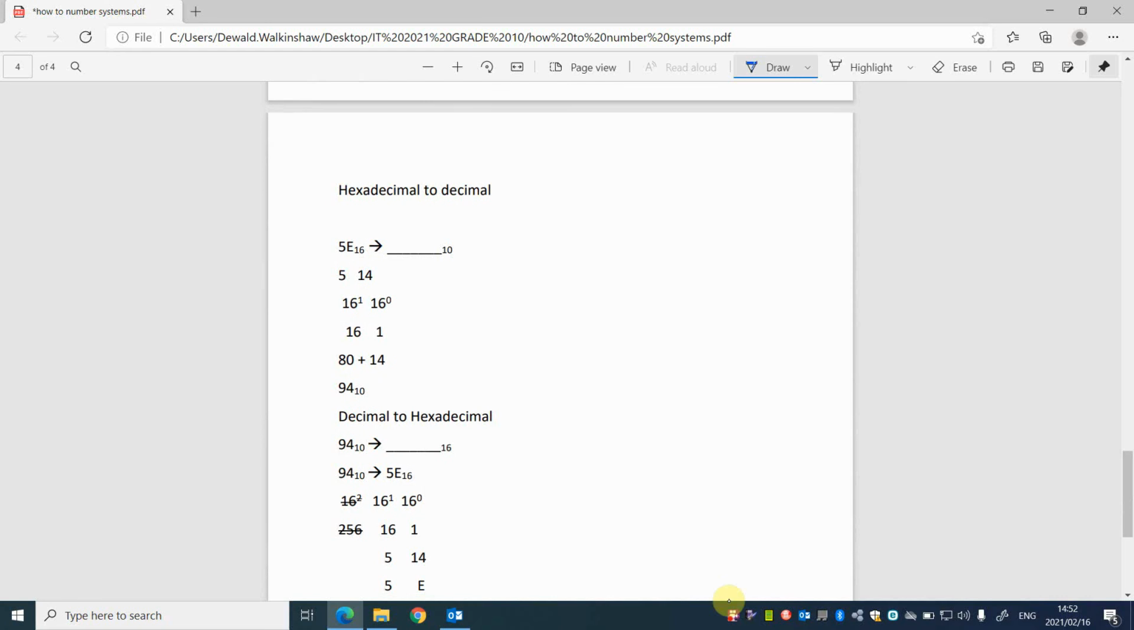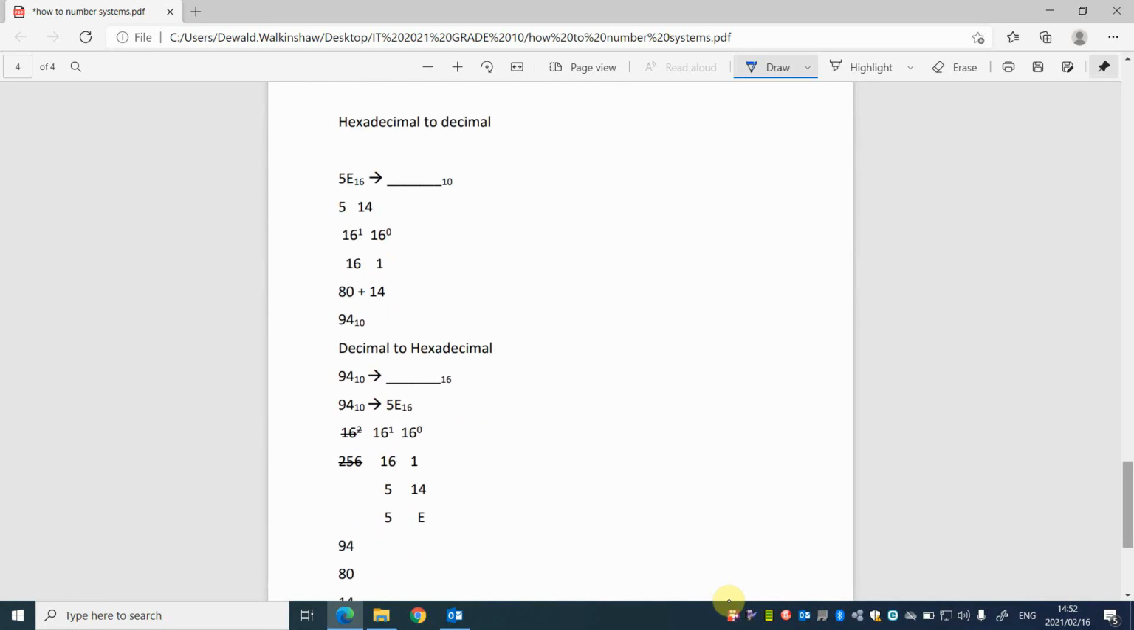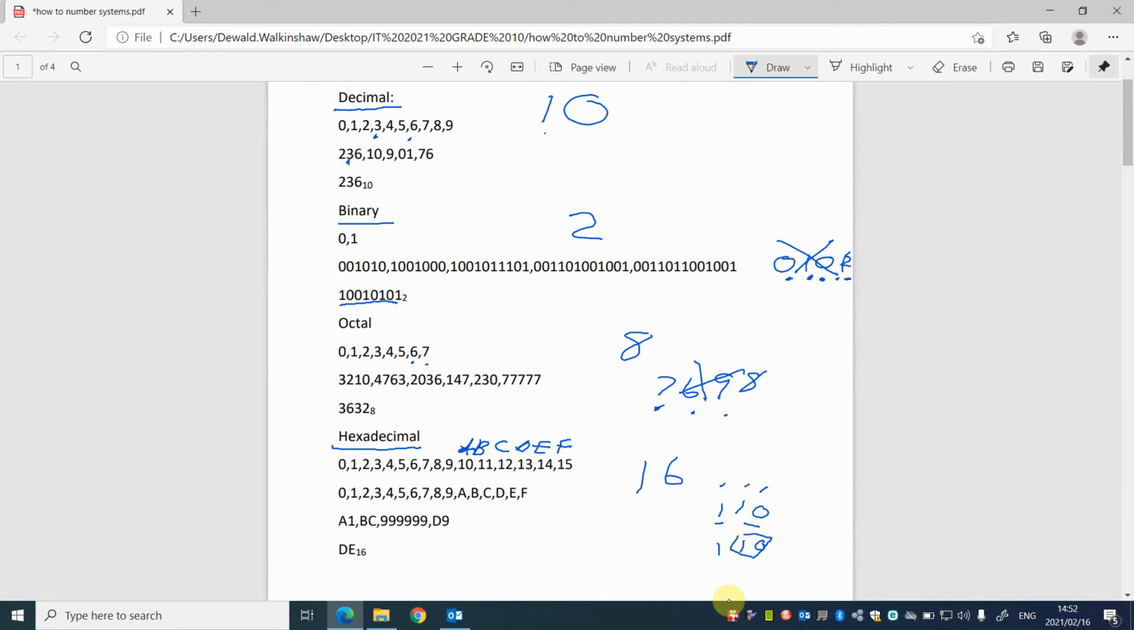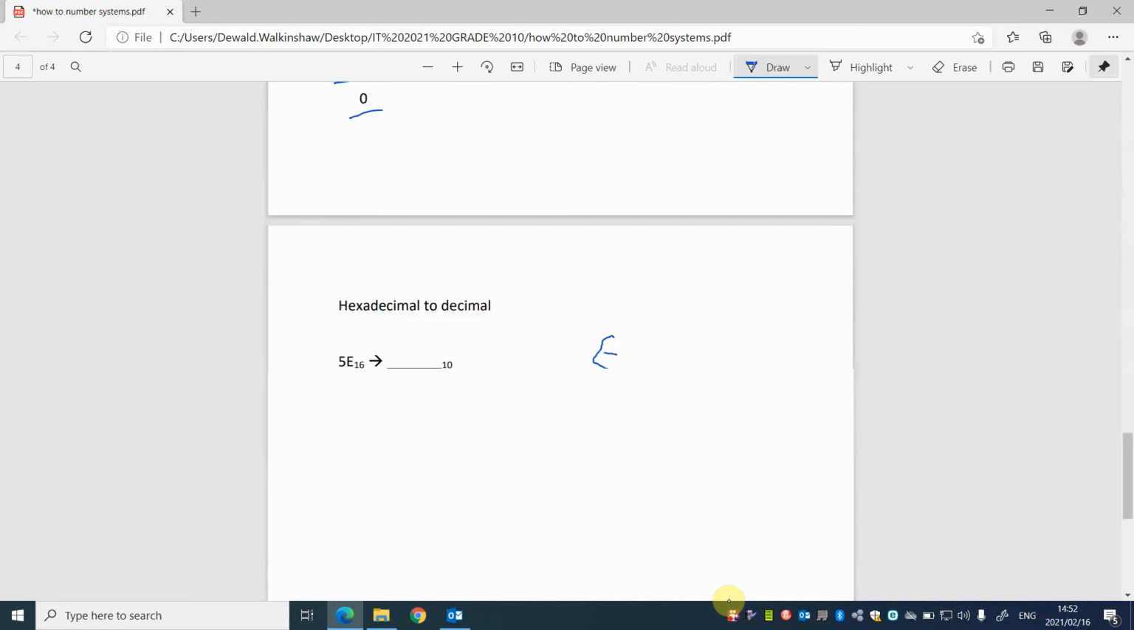Okay, so let's look at the last number system, hexadecimal to decimal. If we have a number like 5e, we can see it's hexadecimal because of the small 16. We need to convert it into a decimal number. First, I'm going to write down my number again. But now you have to remember, e does not mean e. If we go to the top here, we can see that e is actually 14. So I need to replace my letter with the number 14.